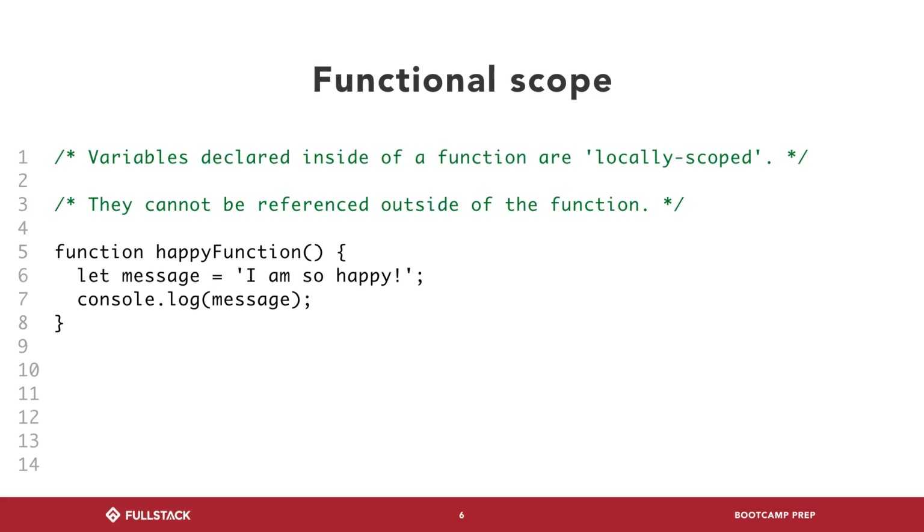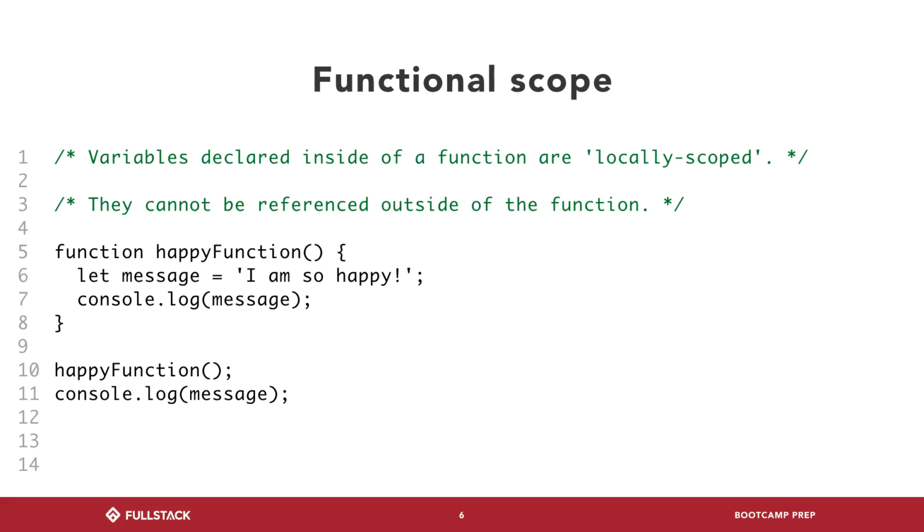What functional scope refers to is basically the curly braces that follow a function definition. So in this case, we're creating this function called happy function, right? And we have an open curly brace after it and a closed curly brace on line 8. This basically means everything between lines 5 through 8 is part of this function scope, or the functional scope for this function.